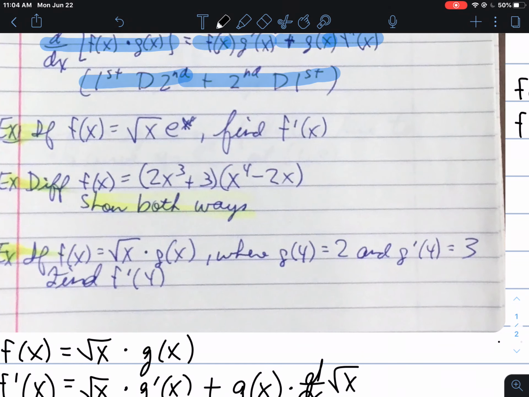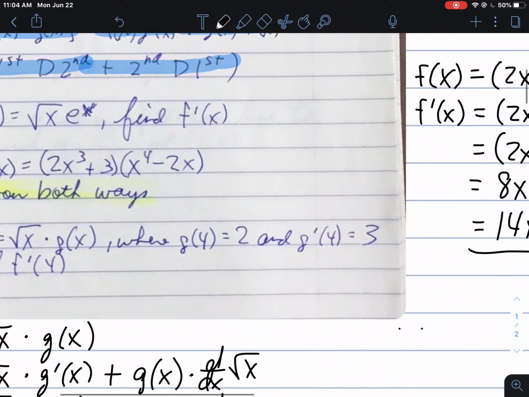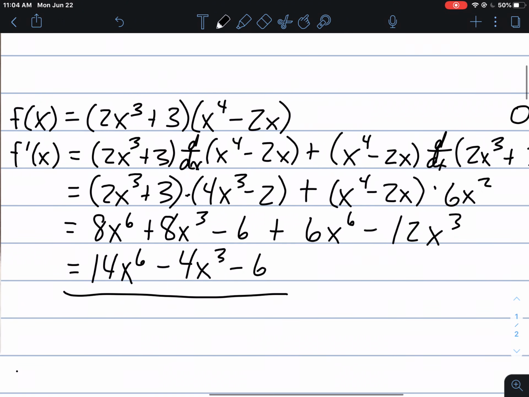The second one I have, f of x equals the product of 2x cubed plus 3 times x to the fourth minus 2x. And you notice it says show both ways. There's two different ways that you could do this. And I mentioned again before, and certainly again as we get into more complex functions, sometimes you do have a choice as far as how you proceed in finding the derivative. It may be a matter of how you choose to write the original function, or it may be a matter of which process you choose to use in the actual differentiation. So sometimes you have choices.